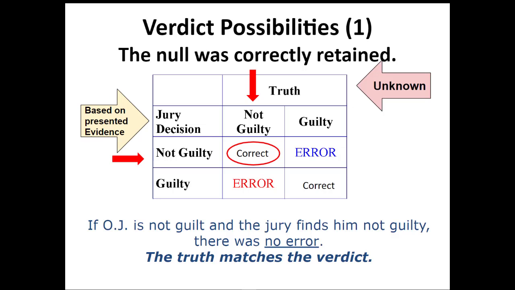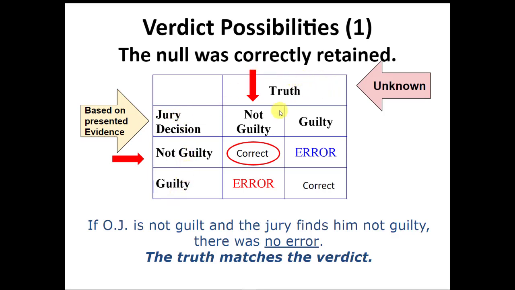Let's look at the different possibilities that can happen when you're on a jury. This is the first possibility. In this section right here, we have what is the truth. The truth really is unknown. Only perhaps God or a bigger being in the world knows the truth of whether OJ was guilty or not guilty. We really don't know for sure. Only he would really know for sure if he's guilty or not guilty. The jury definitely doesn't know, and they're presented evidence, and they're going to find him either not guilty or guilty.